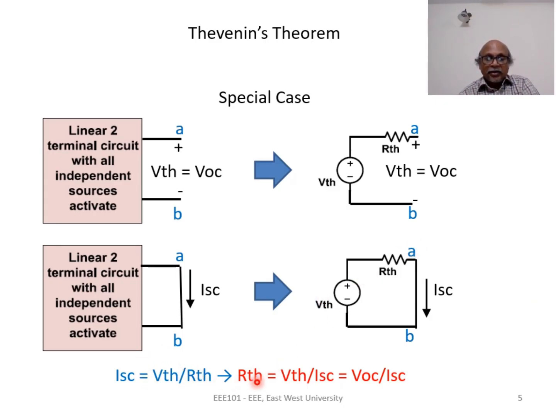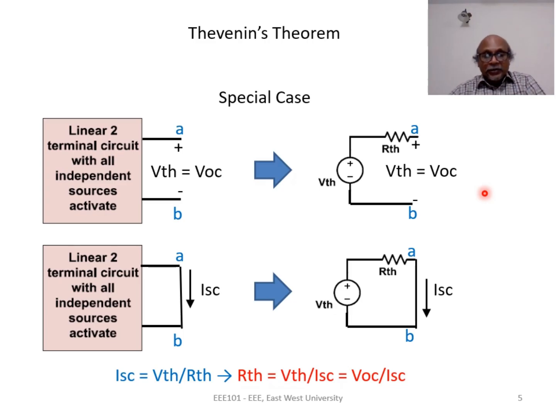So, rearranging the terms, RTH is VTH by ISC, but VTH is VOC. So, RTH is VOC by ISC. According to the special case, Thevenin's equivalent resistance RTH is the ratio of the open circuit voltage between node A and B and the short circuit current between node A and B.